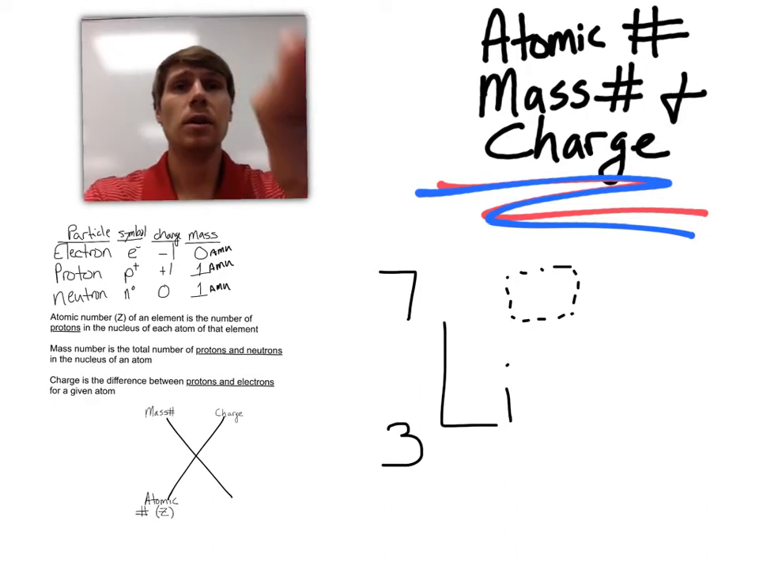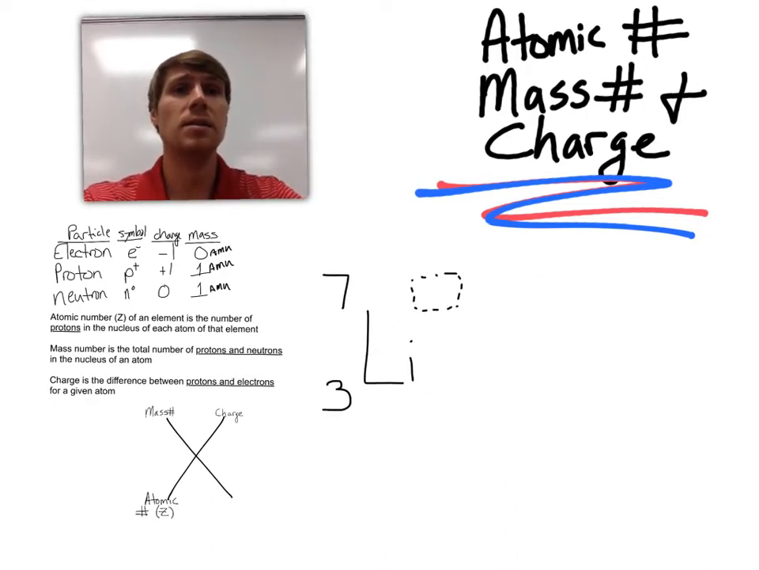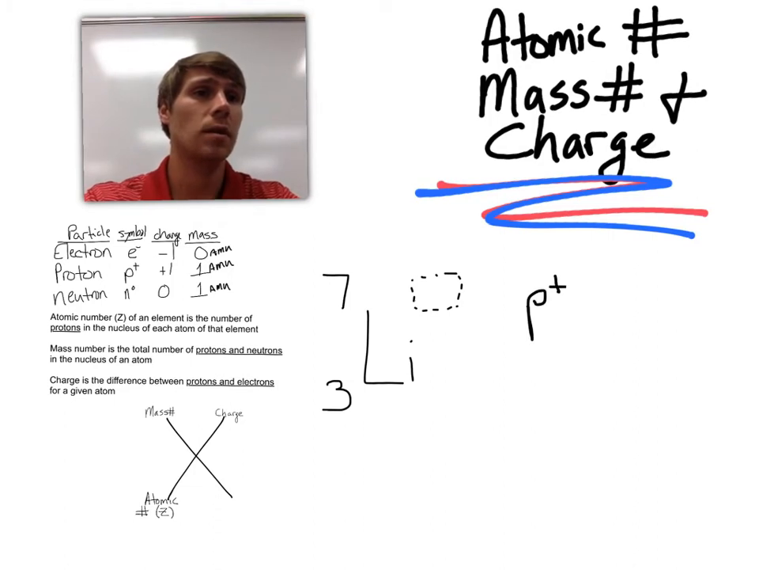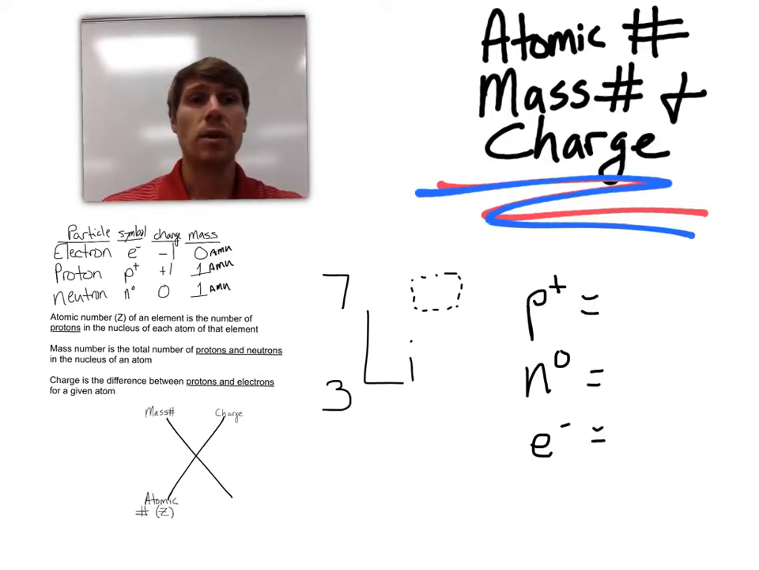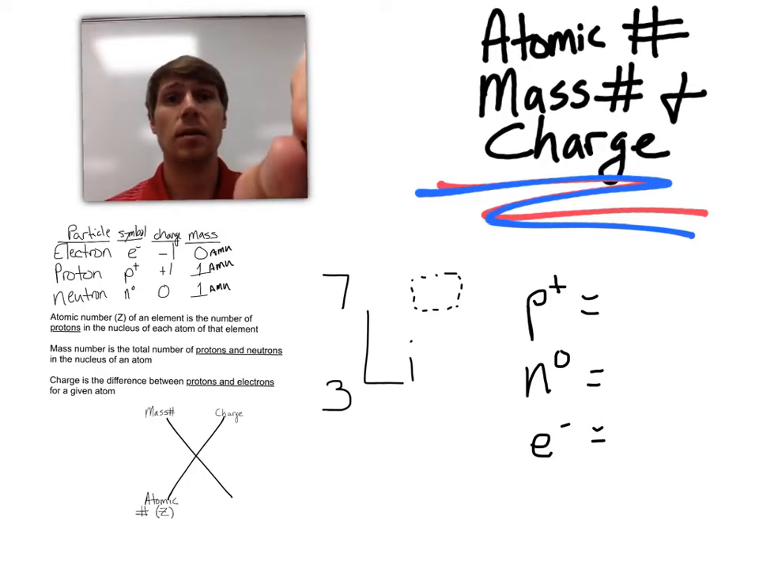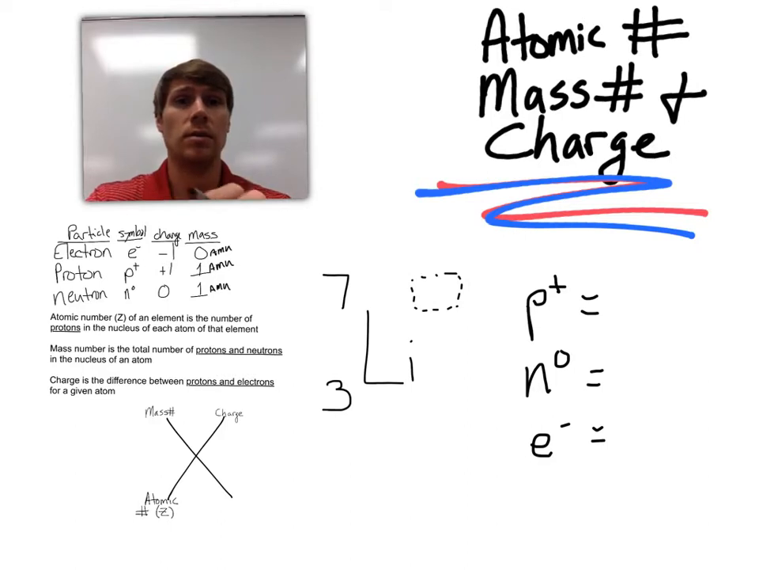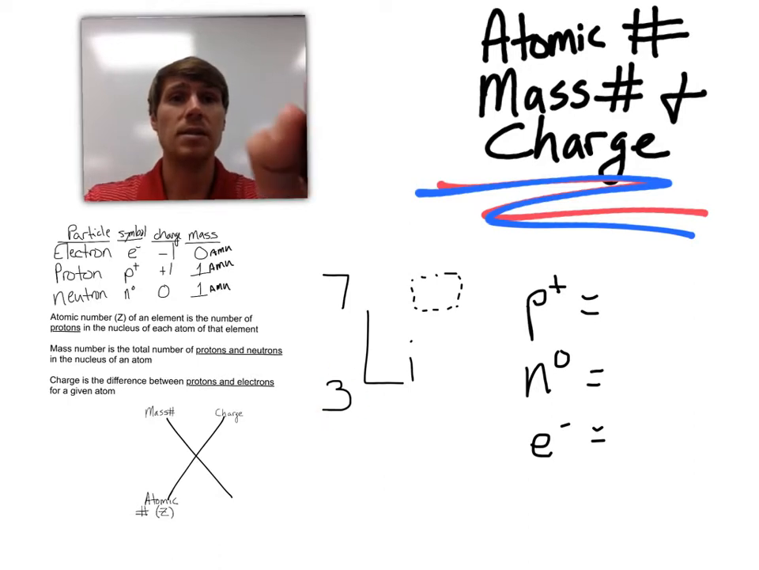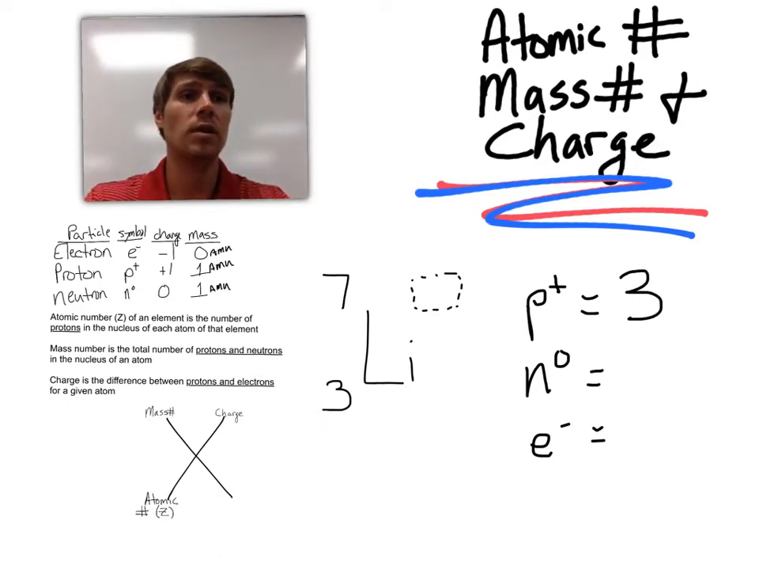So when we're looking at all this, this is going to tell us the number of protons, the number of neutrons, and the number of electrons that this example has. Now, the first and easiest one is the atomic number. Remember, it is the number of protons in the nucleus, and they're always in the nucleus for a given element. The atomic number is always written down here in the bottom left-hand corner. For our example, it's right here. Since the atomic number is 3, the number of protons is 3.